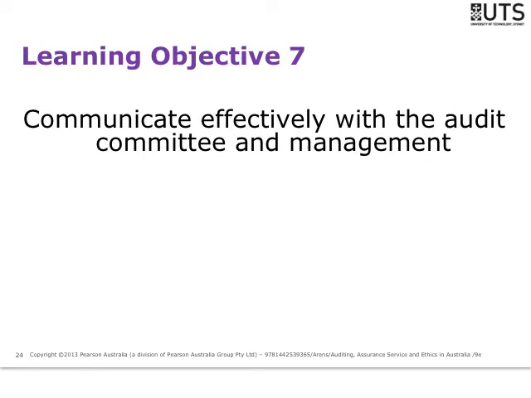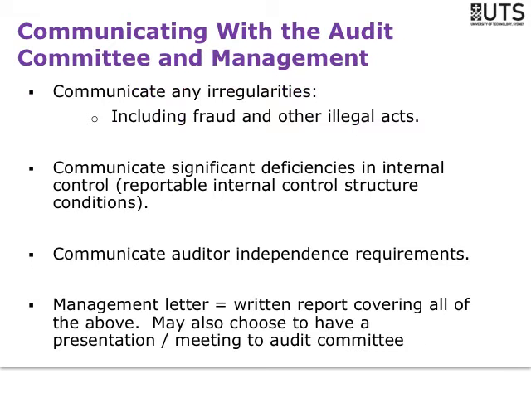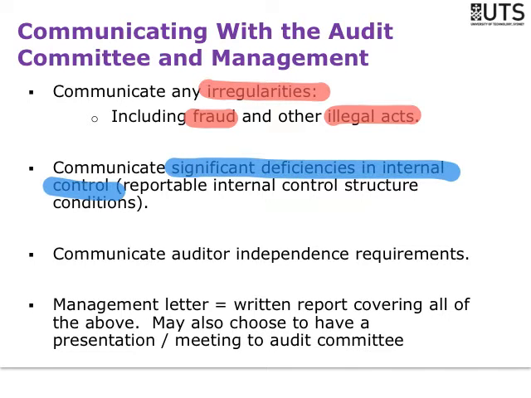Learning objective 7 is to communicate effectively with the audit committee and management. When communicating with the audit committee and management, they want to make very clear any irregularities, whether or not there is fraud or other illegal acts. So the moment we're aware of a client or management engaging in any sort of fraud, we want to report that immediately. There might be significant deficiencies in internal controls. So we're going to report that to management as well, right? Because we want them to be aware of the problems in their internal controls.